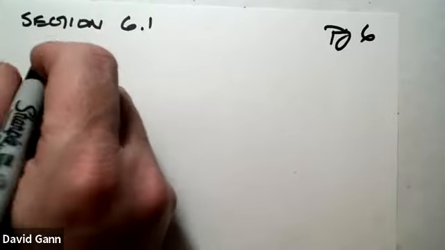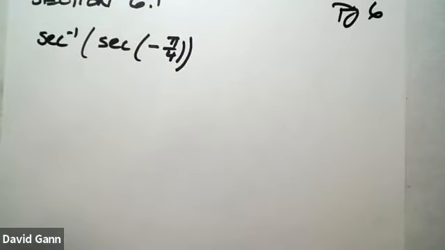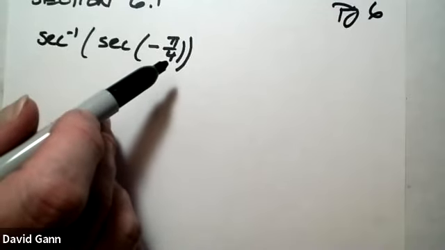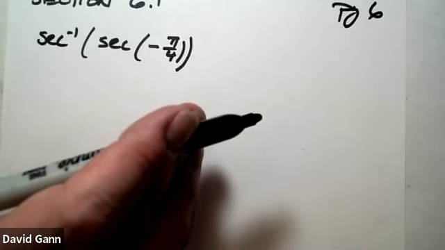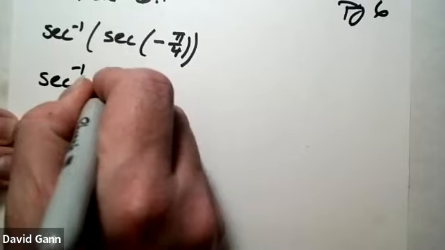Consider the inverse secant of the secant of negative pi over 4. Okay, so first off, note that secant of negative pi over 4 is going to be a positive square root of 2. So inverse secant of positive square root of 2.